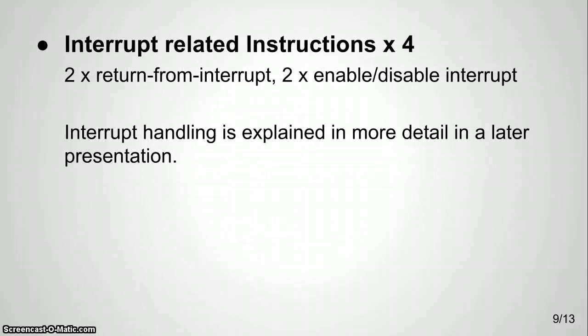Interrupt related instructions. There are 2 return from interrupt and 2 enable/disable interrupt instructions. When an interrupt flag I is initiated, then the current instruction is completed. The address of the new instruction is saved on top of the call return stack. Carry and 0 flags are preserved and an interrupt flag is disabled. The program counter is loaded with 3FF, which is the starting address of the interrupt service routine. Interrupt handling is explained in more detail in a later presentation.